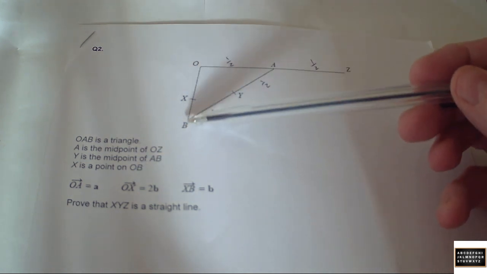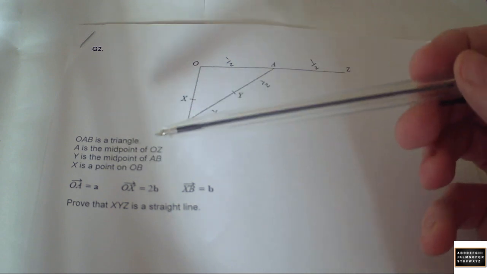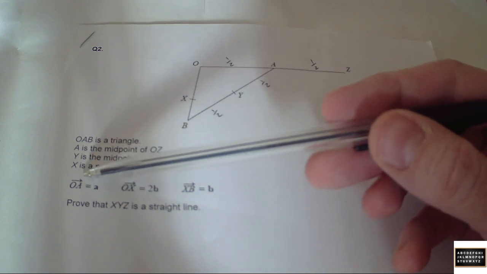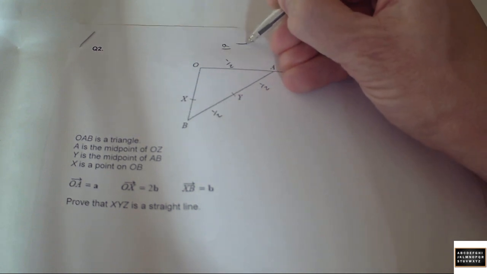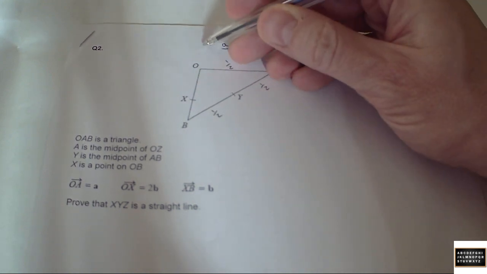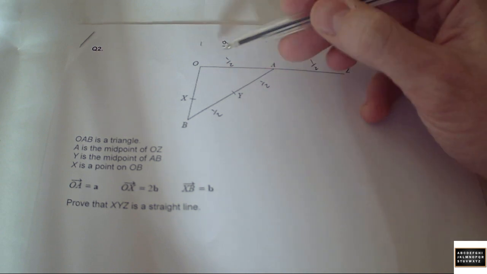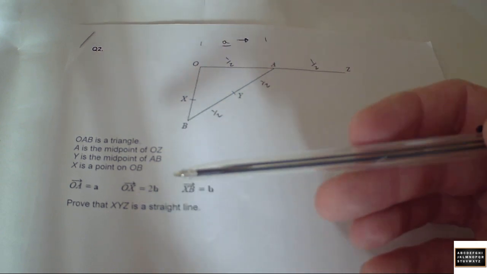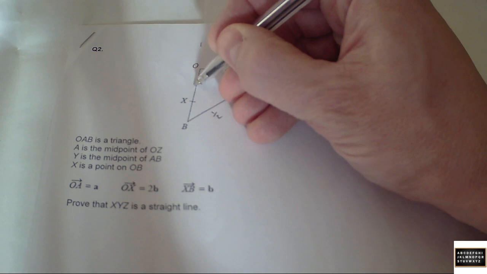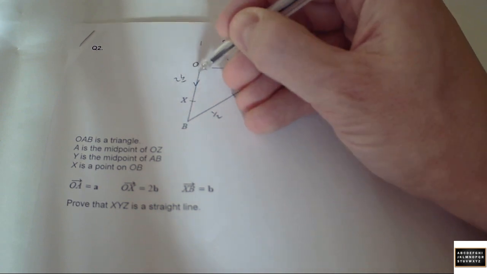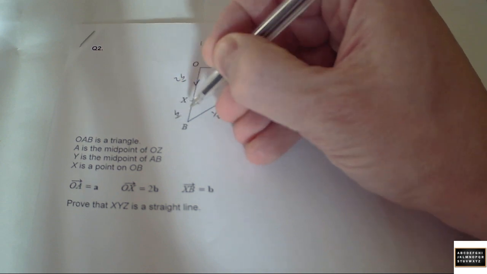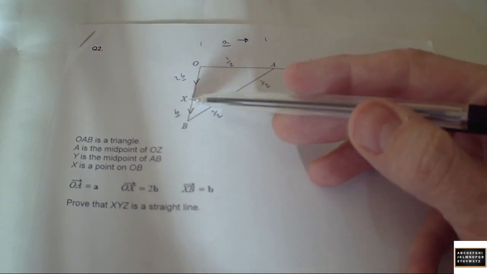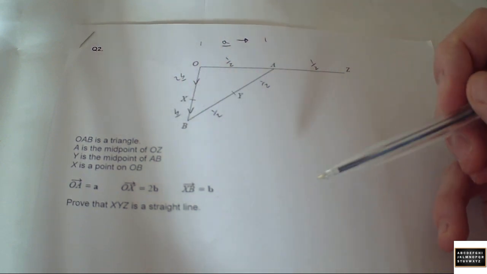X is a point on OB, but it doesn't say where X is. I did say earlier you need to put in where you have got vectors. So OA is A, so this vector here is A, from there to there. And then OX is 2B, that's 2B, just from there to there. And then XB is B. So all this information from the question I'm just writing in.